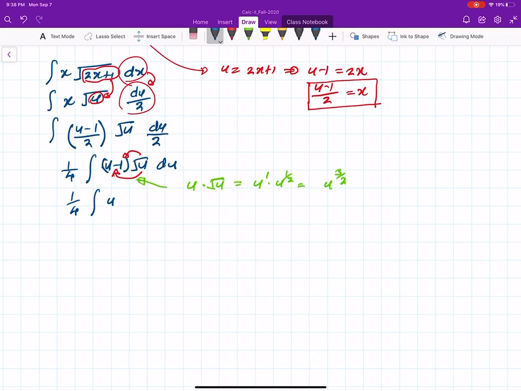So this is u to the power 3 over 2 minus u to the power half du. All right. And then you just distribute this integration sign. There are two functions here. You can just split, or you can just distribute this integration sign into the first function and into the second function. That's what I'm going to do here.